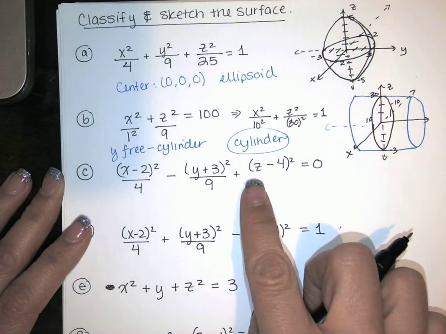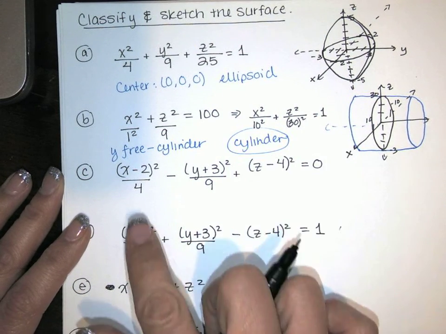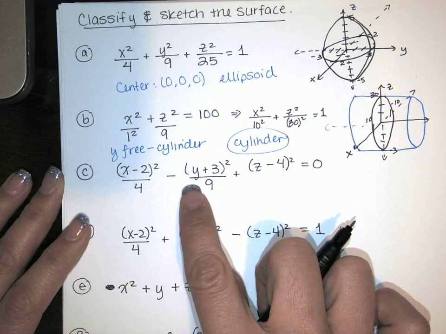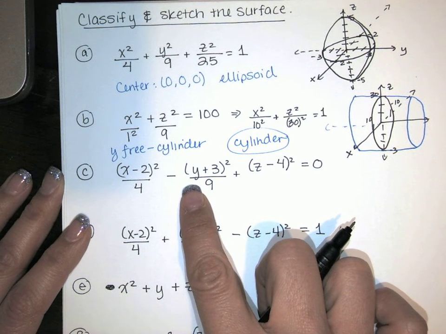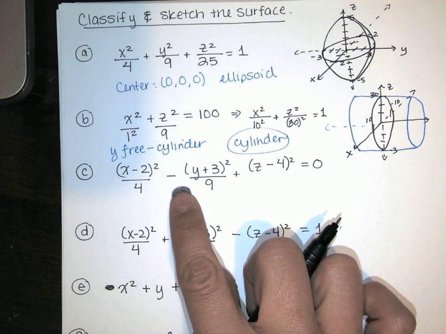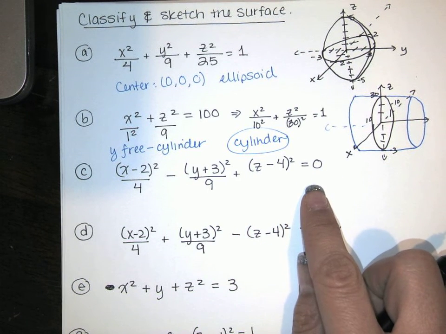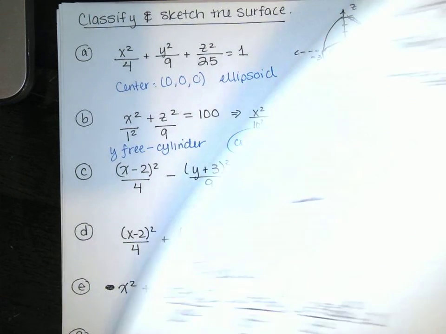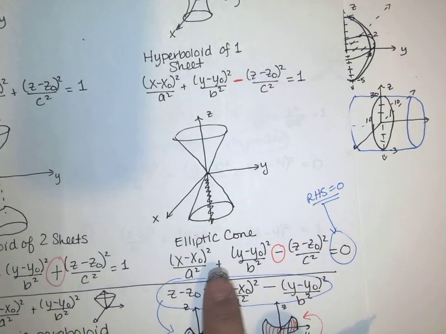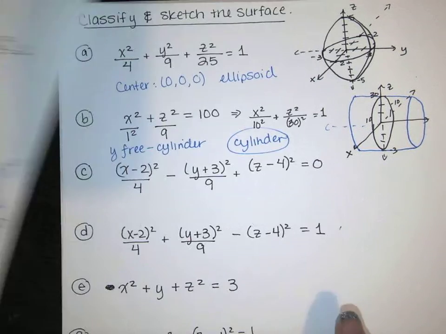Alright, now this one looks a little bit like an ellipsoid. Got an x squared, a y squared, and a z squared. But notice I've got 2 that are positive and 1 that's negative. So with 2 positive and 1 negative, it could be a hyperboloid of 1 sheet. But notice there's a 0 on the right-hand side. So what does that tell us? If you don't remember, get out your sheet and say, yes, the elliptic cone has 2 positives, a negative, a 0, and all 3 variables squared.